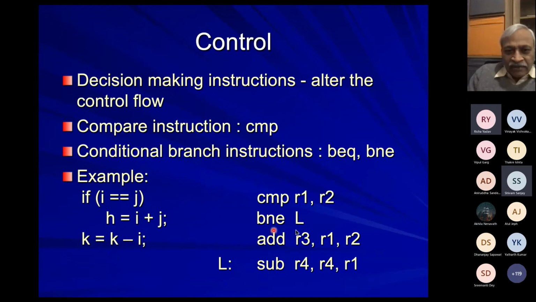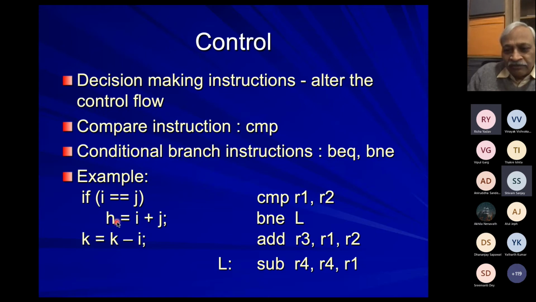Okay, H = I + J is translated as add R3, R1, R2. So R3 is holding H, and the subtract statement is subtract R4, R4, R1. So as we had seen, I was in R1, K is in R4, and we have these 4 instructions representing the code on the left.